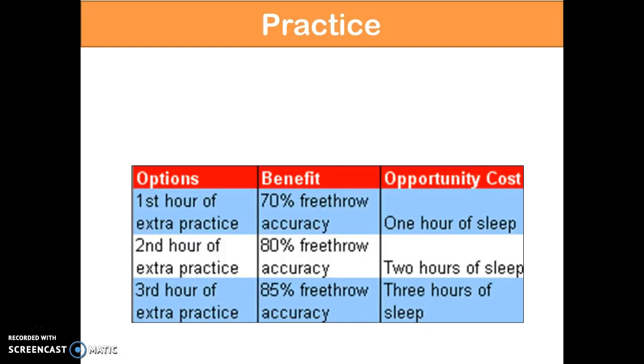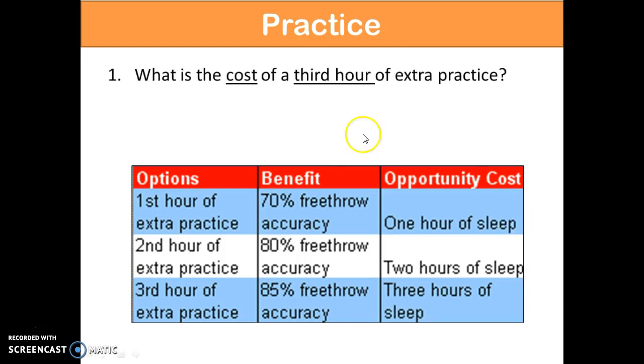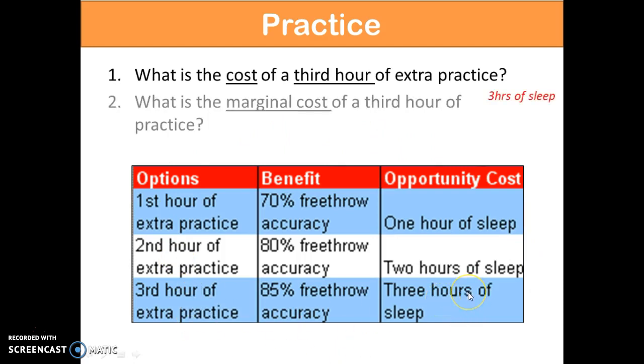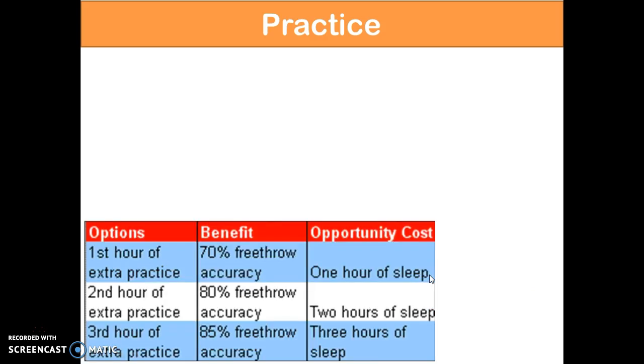Now, all of those previous examples have a constant opportunity cost and benefit, but life is rarely that way. It's rarely that consistent. So take, for example, this scenario. Let's say we're practicing basketball free throws. The cost of a 3rd hour of practice is going to be 3 hours of sleep, so it works the same way. The marginal cost of that 3rd hour of practice is going to be the difference between 2 hours and 3 hours, which is 1 hour. 3 hours minus 2 hours is 1 hour.